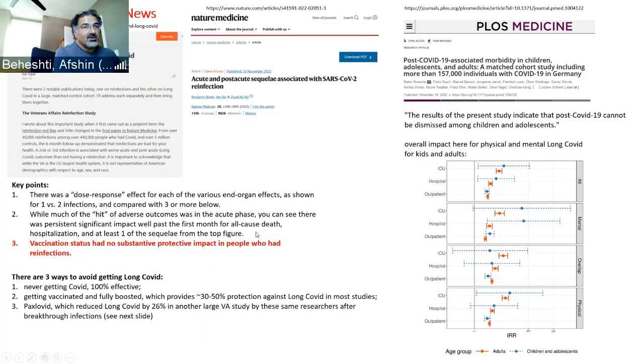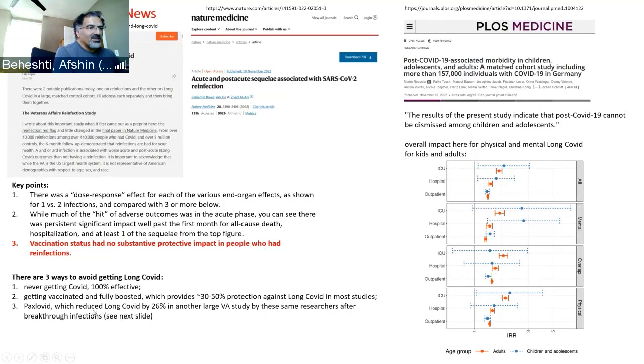Also, while much of the adverse outcomes were in the acute phase, you can see persistently that the more times you get sick, the worse it is for the organs, with more deaths and hospitalizations that may occur 6 months later. And an interesting fact from this paper too is that vaccination status had no substantial protective effect against getting a reinfection. The percentage was the same.